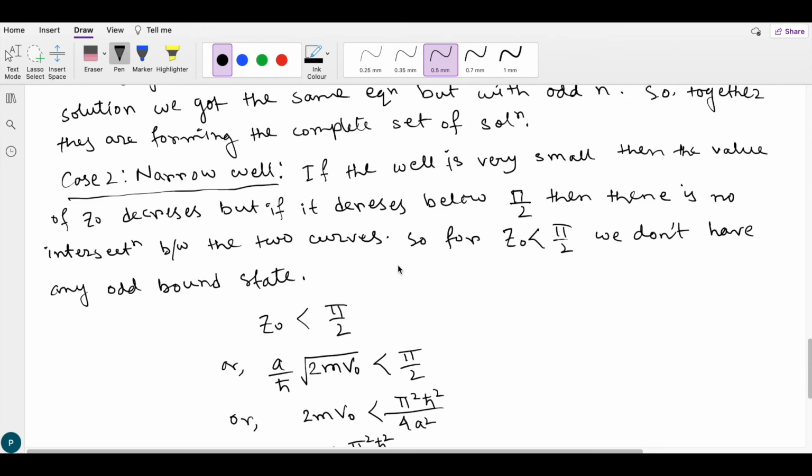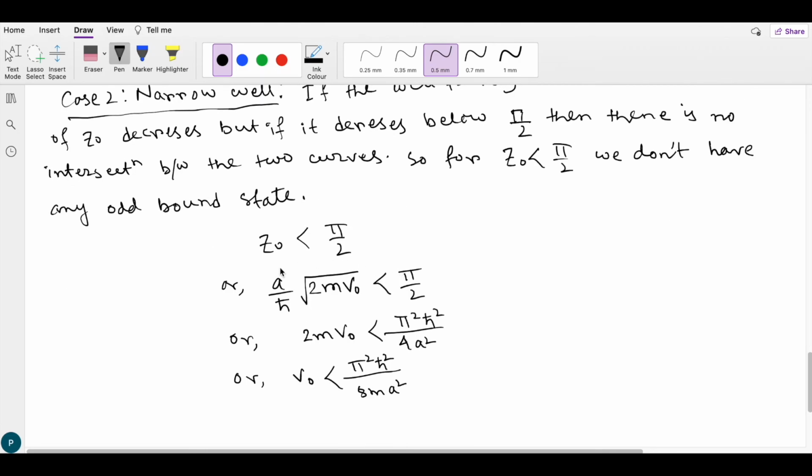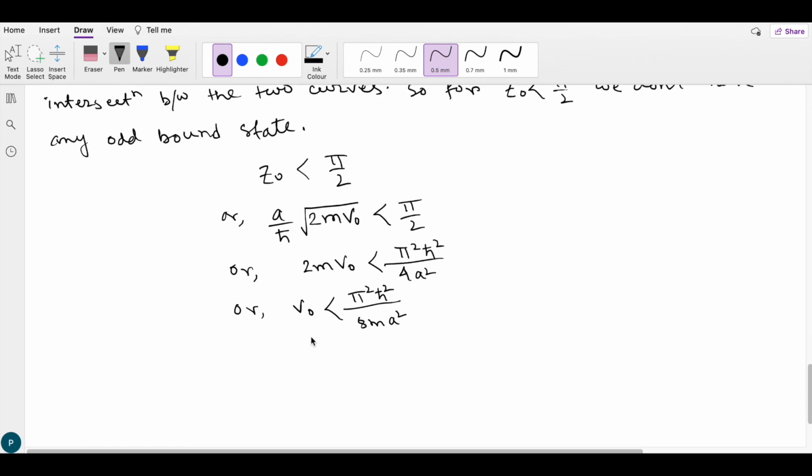But in the case of odd states, you can have no bound state for the value of z naught less than pi by 2. So I have written z naught equals a by h cut root over 2m V naught, and from here I have derived a condition for V naught, which is V naught less than pi square h cut square by 8m a square. So if the value of V naught is less than this amount, we can't have a bound state solution for odd states. That's all for today.